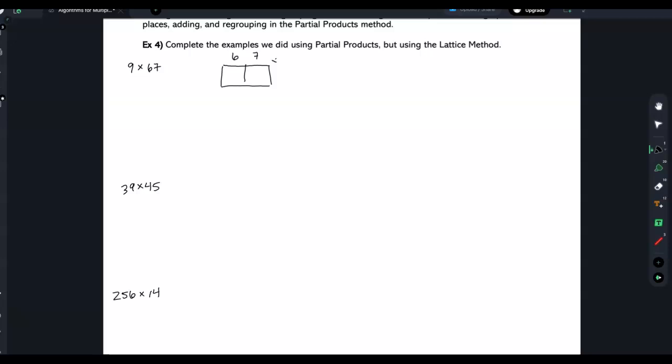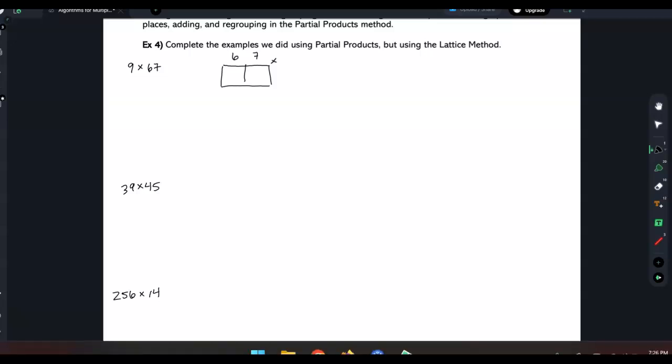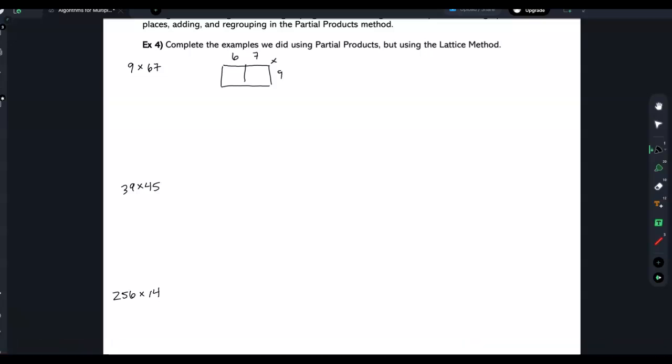And then if you want to put a little multiplication symbol here, you can, you don't have to. And then the 9, since it's just a single digit, means I'm only going to have 1 box going vertically. So this would be the setup for my lattice multiplication. So we'll work that out in a minute. Let's go ahead and set up the next one.